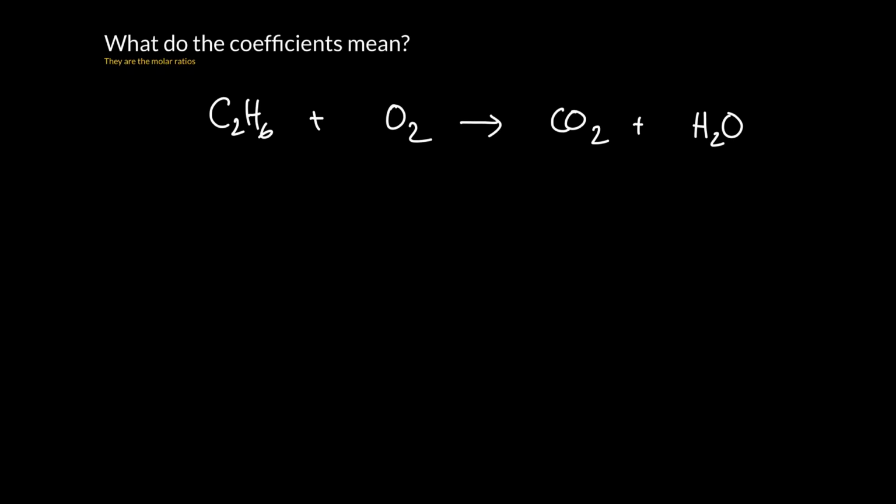So we're going to look at what the coefficients actually mean in a balanced chemical equation. This was the equation we looked at last time, and we put coefficients of 2, 7, 4, and 6 in there in order to balance that equation. And the question is, what do those 2's, 7's, 4's, and 6's mean?